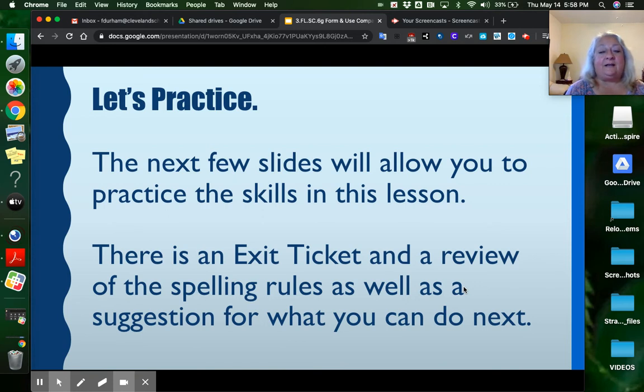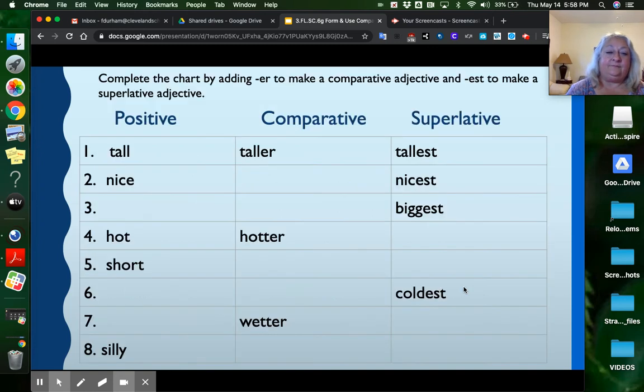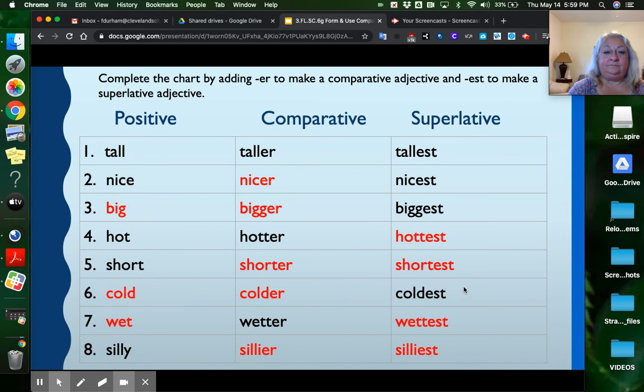On the next few slides, you will practice the skills learned in this lesson. There is an exit ticket and a review of the spelling rules, as well as a suggestion for what you can do next. Pause the video and complete the chart by adding er to make a comparative adjective or adding an est to make a superlative adjective. Now you can check your work. Check the chart to make sure that you did your paper correctly.